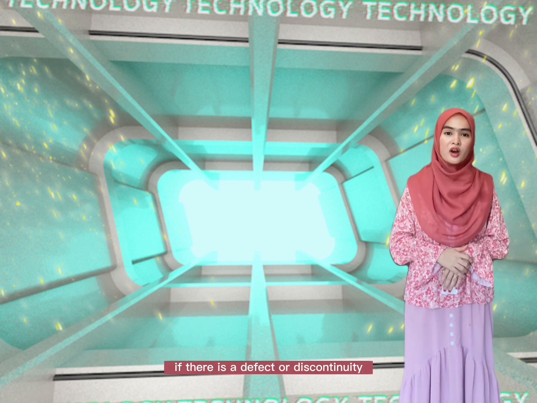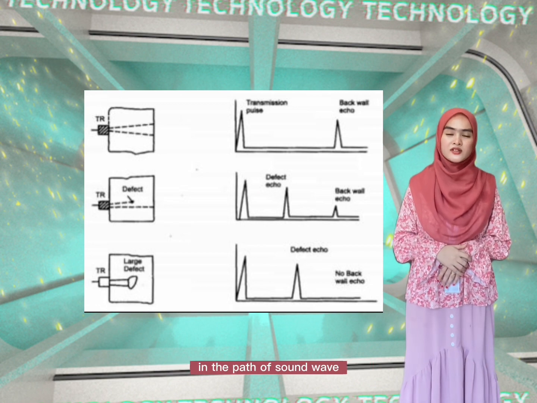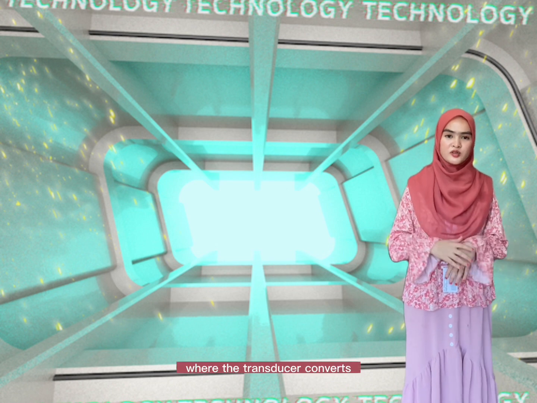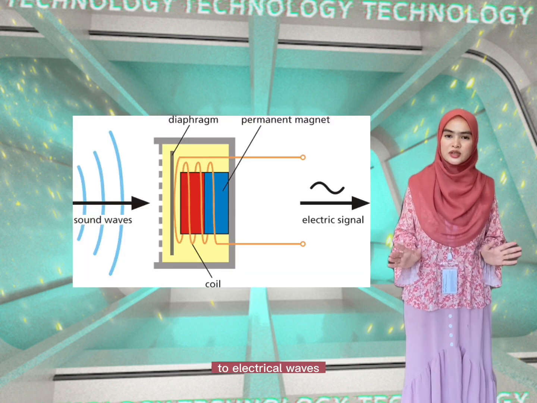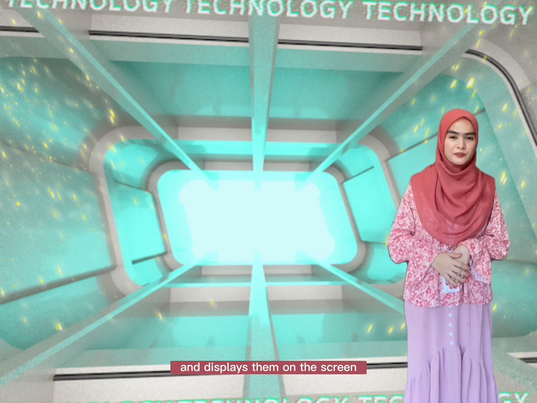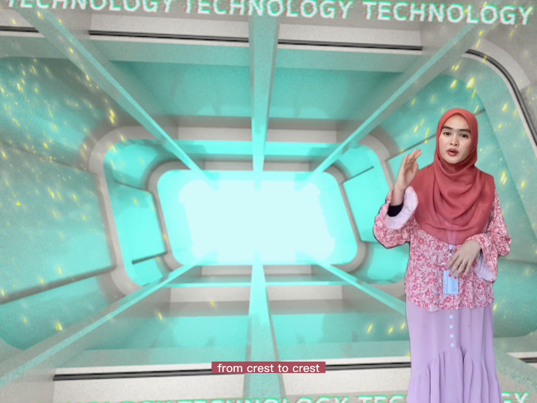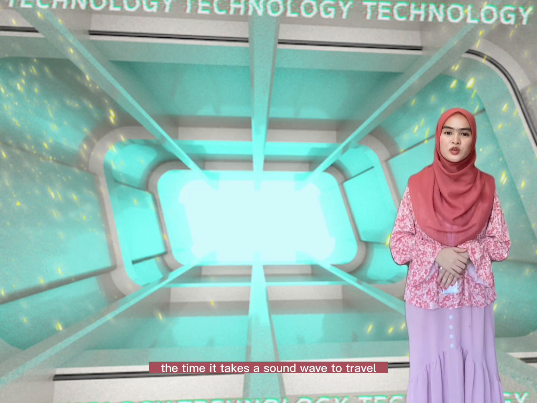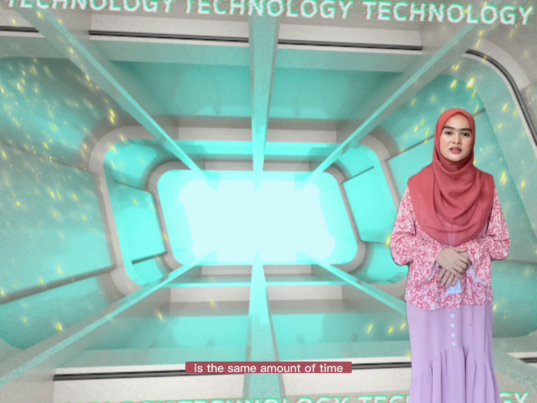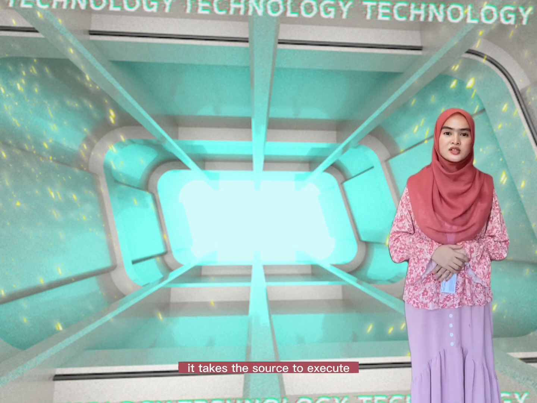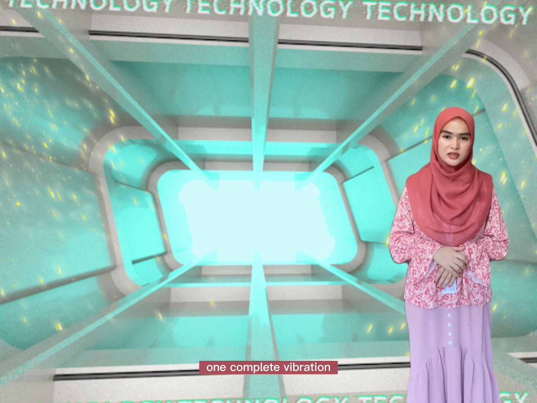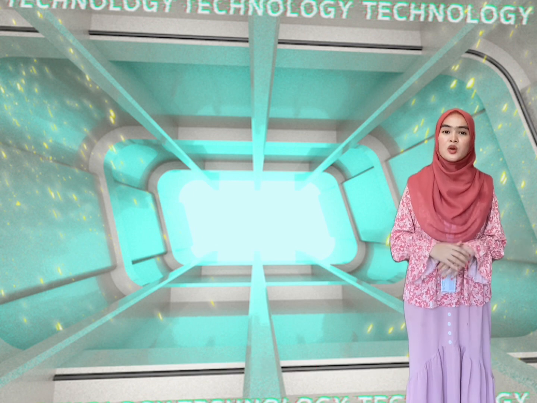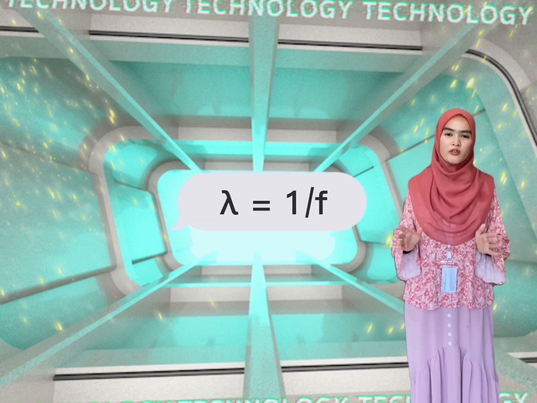If there is a defect or discontinuity in the path of the sound wave, those waves reflect back to the receiver, where the transducer converts the sound wave to an electrical wave and displays it on the screen. The measurement of a sound wave from crest to crest determines its wavelength, lambda. The time it takes a sound wave to travel one complete wavelength is the same amount of time it takes the source to execute one complete vibration. The sound wavelength is inversely proportional to its frequency, which is lambda is equal to 1/f.